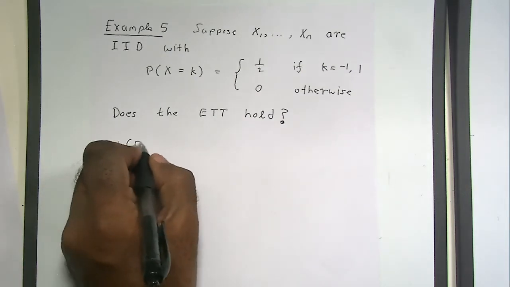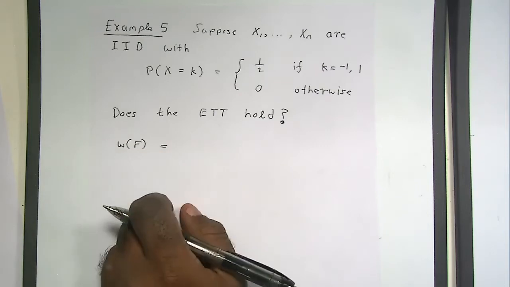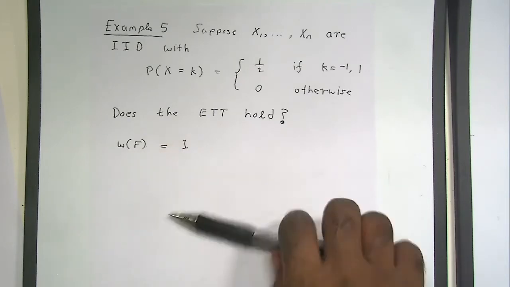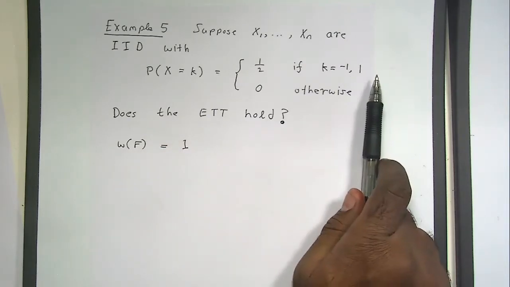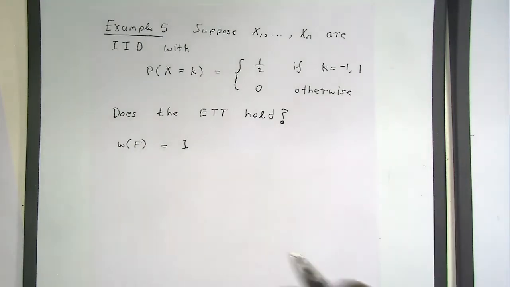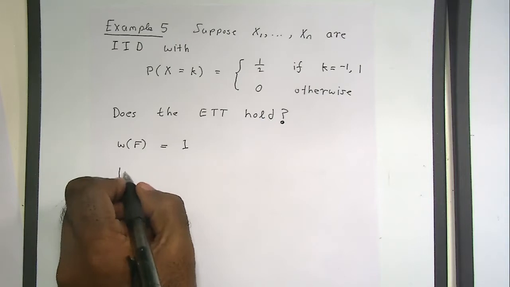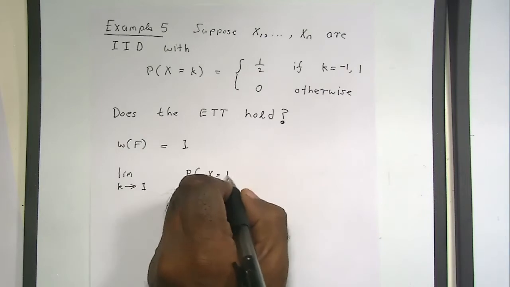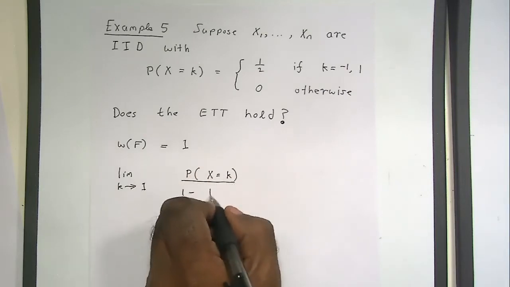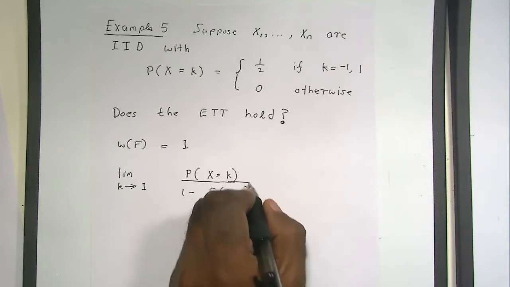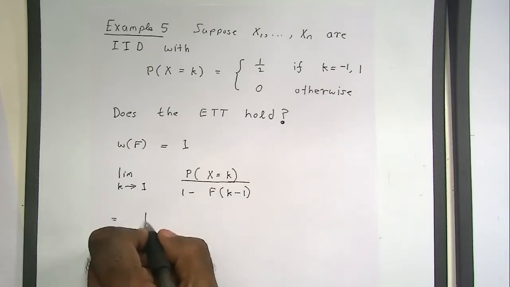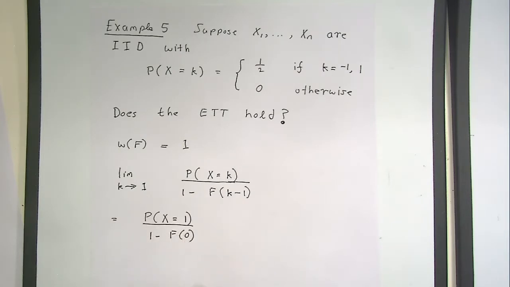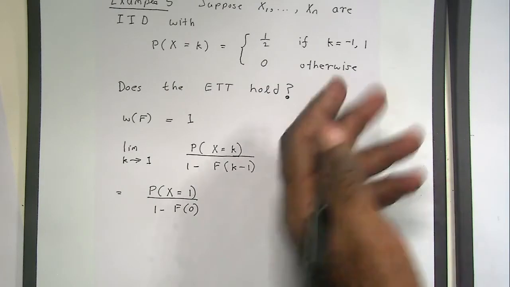So the first thing you need to figure out is the w of f. What would it be? It would be 1, right? Because the domain of the definition is minus 1 or plus 1, and the largest point is 1, right? So w of f is 1. So you need to find the limit as k approaches 1 of the probability that X equals k divided by the probability that X equals 1 divided by 1 minus f at 0.